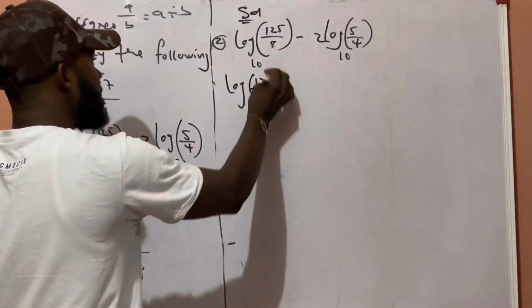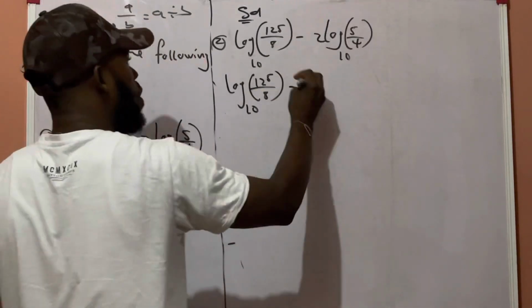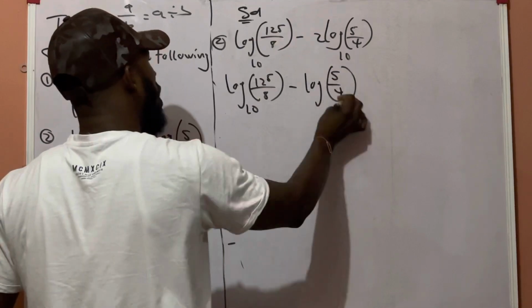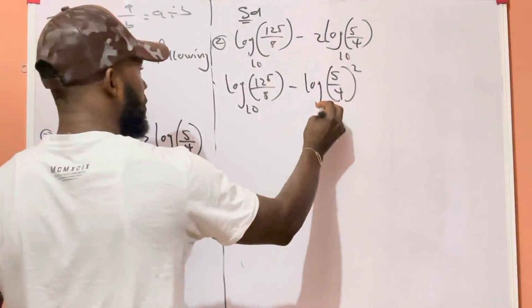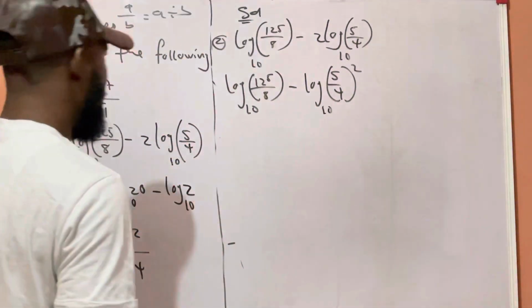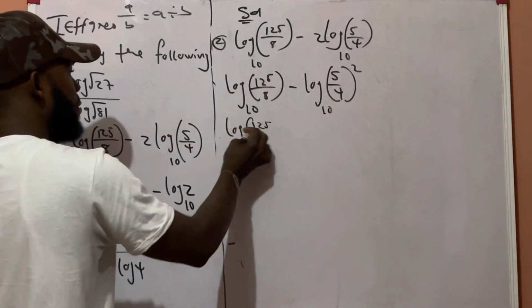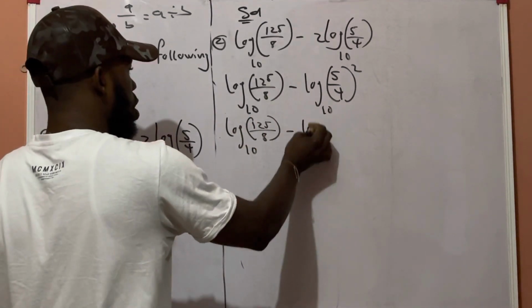125 over 8 to the base of 10 minus, now the 2 is no longer here. What's not here now? Log. So what will now be here? 5 over 4 raised to the power of 2, to the base of 10. So what do we now have? Log 125 over 8 to the base of 10 minus log.